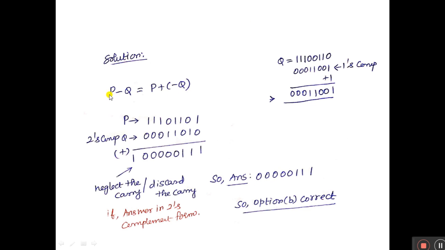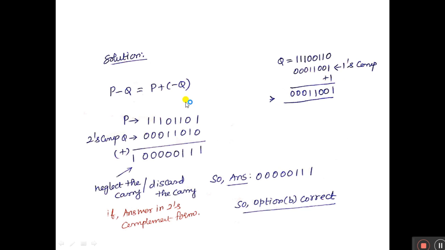P value given, Q value given, we need to subtract Q from P, or we can write this as P plus minus Q. So minus Q means we can take the 2's complement of this Q. Q is given as 111001110. By taking the 1's complement of this, 0 becomes 1, 1 becomes 0. So this becomes 000110001. By adding 1 we get the 2's complement value, 000110010. This is the 2's complement of this Q.